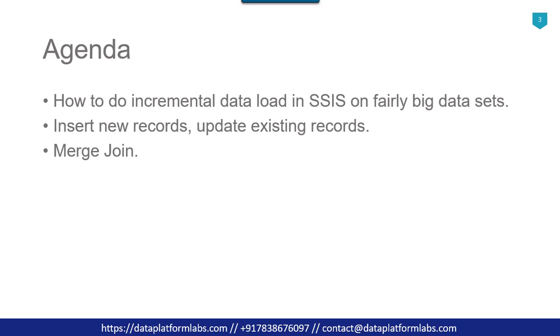So to handle that kind of scenario, we can use merge join, which can actually join the source data with your destination data, and then it can find out the new or updated records. In this particular tutorial, our source data will be in a CSV file and our destination will be a SQL Server table. So we will do a join between the CSV file and the SQL Server table, using a merge join to do the join. So without wasting time, let's jump to the demo.